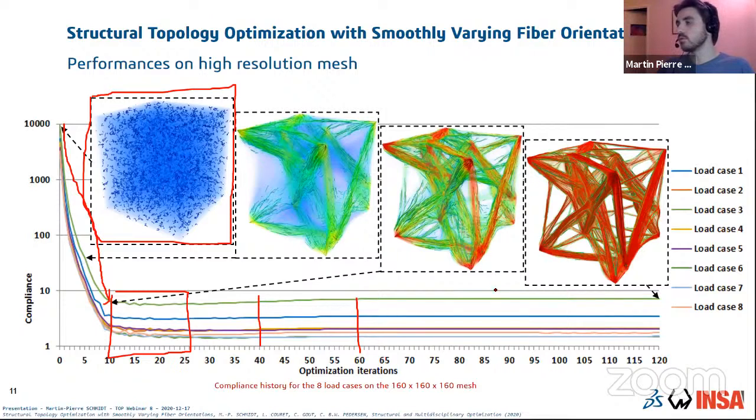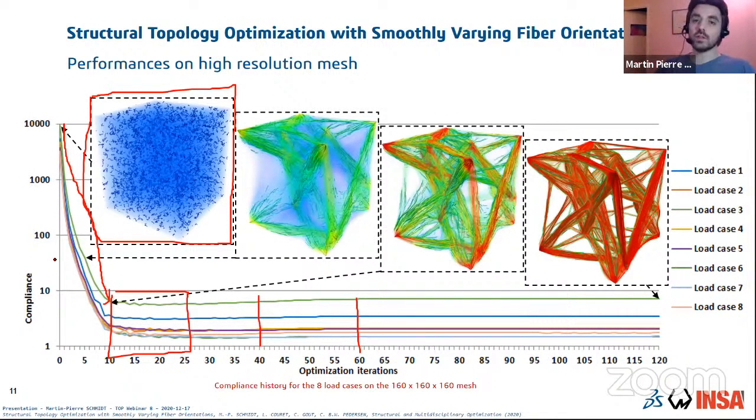And after convergence, we obtain a design space which contains a fairly well-defined density field with nice and sharp solid and void regions. And in these solid regions, we have smoothly varying fiber orientations inside the solid.